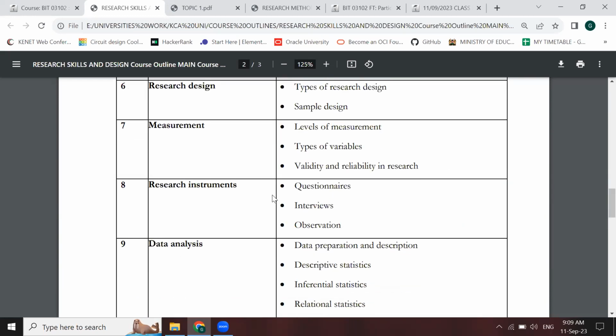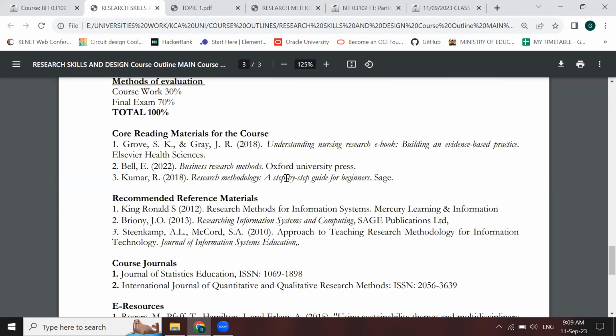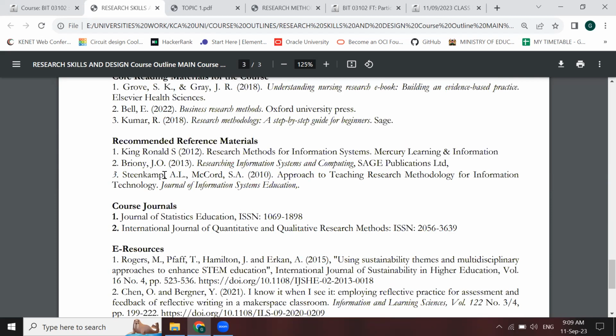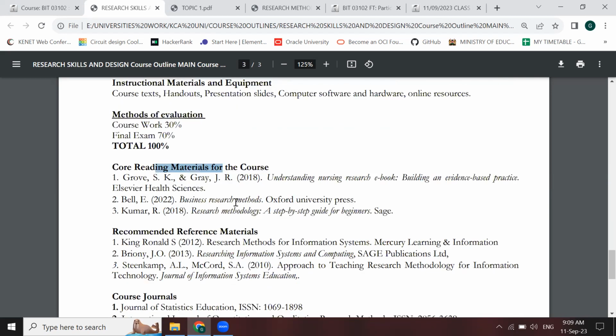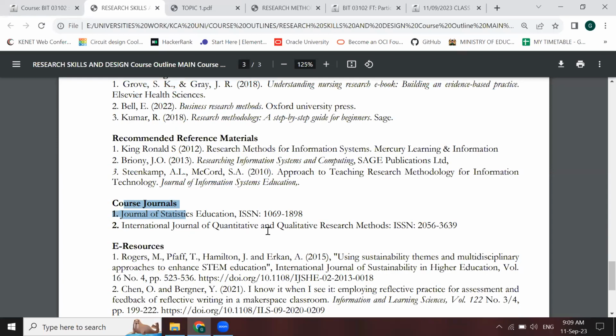Check your platform, your portal. I've shared all these notes, so you read ahead. It will be easier for us to understand the concepts. These are the core materials that I'll ask you to get the information from. Then I've also given you some recommended reference materials there, and some journals, the ones that have been published, and also some e-resources. All this will assist us as we continue with our research.